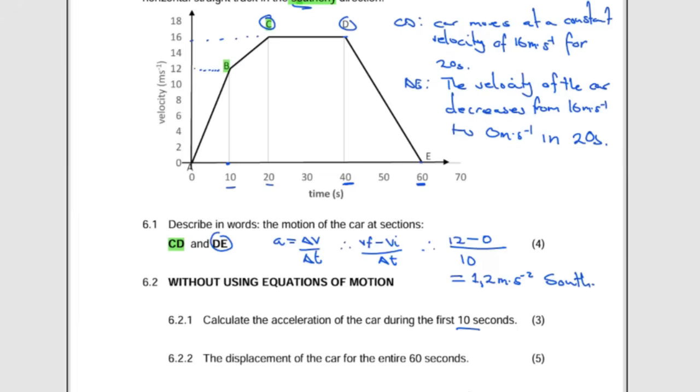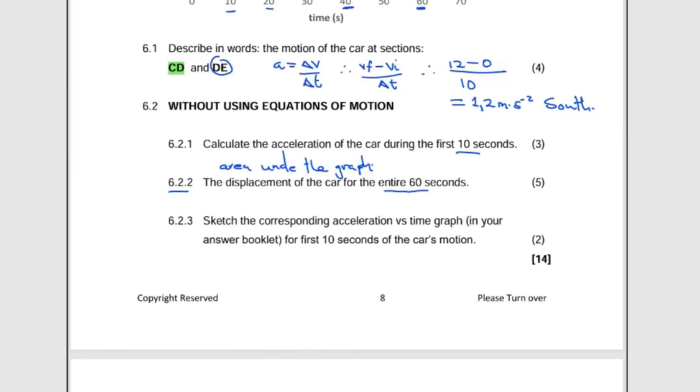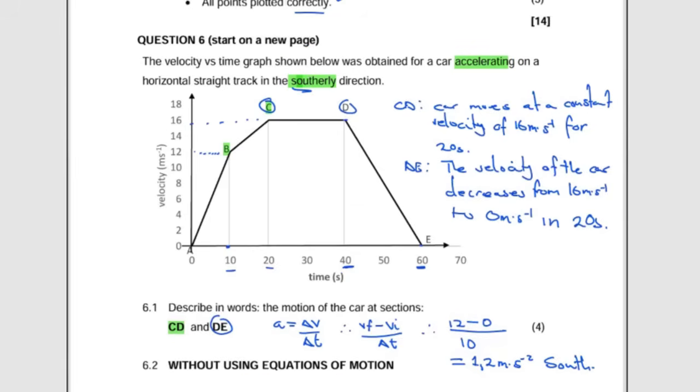Okay. So then to proceed to 6.2.2, it says calculate the displacement of the car for the entire 60 seconds, right? So for this entire 60 seconds, your displacement is the area under the graph, like that, right? So to quickly work it out, I'm going to divide it into parts: 1, 2, 3, 4 parts, right?